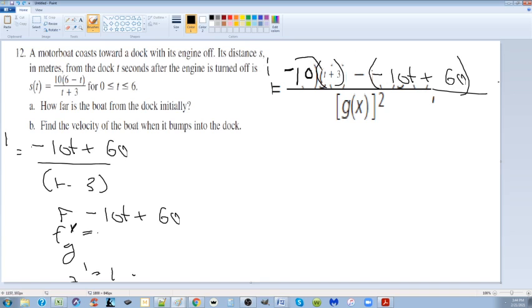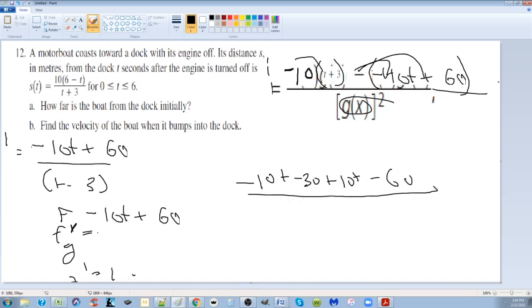But I will expand it. So up here I get minus 10t minus 30, plus 10t minus 60. So this minus changes that to a plus and puts that to a minus. All over t minus 3 squared. First question, how far is the boat from the dock initially? Well, that's when t is 0. So that means 60, and when t is 0, divided by 3, 20. The answer is it's 20 meters away from the dock.